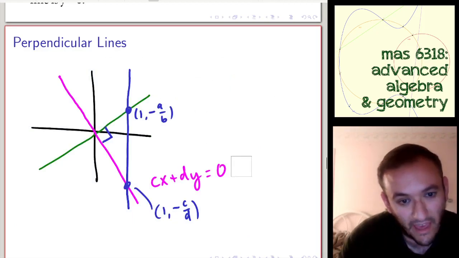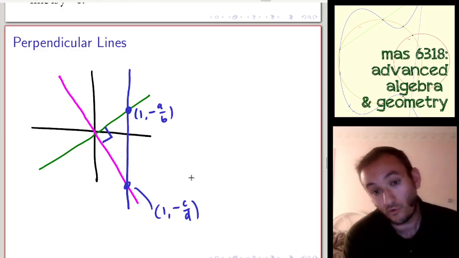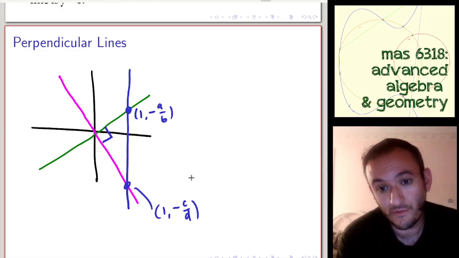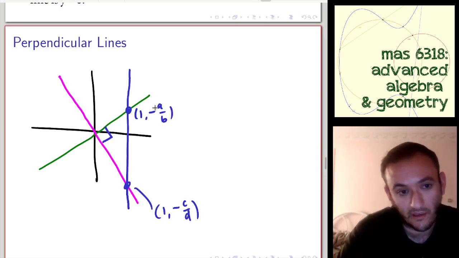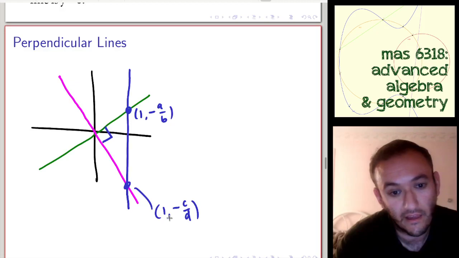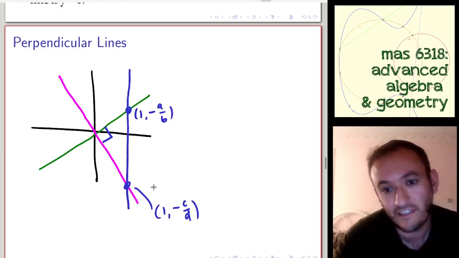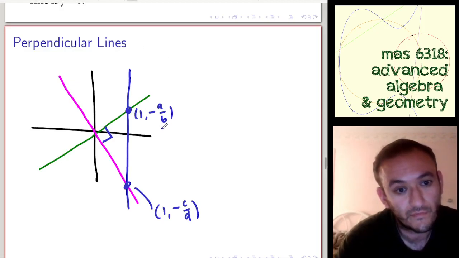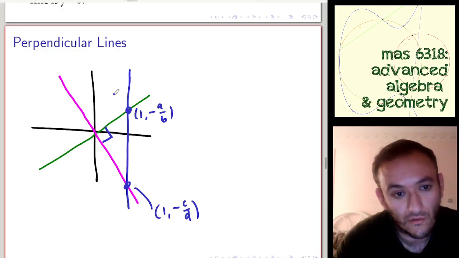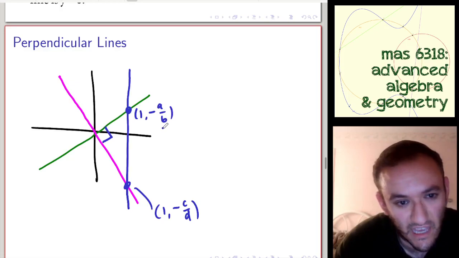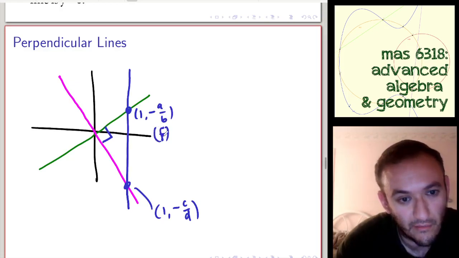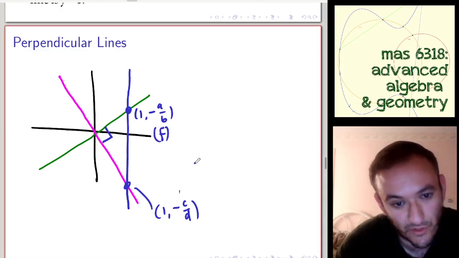So now that we have a right triangle, we can use the Pythagorean theorem to find some equation that these values must satisfy. Okay, so I'm going to save some time here. I'm going to replace minus a over b with f and minus c over d with g.